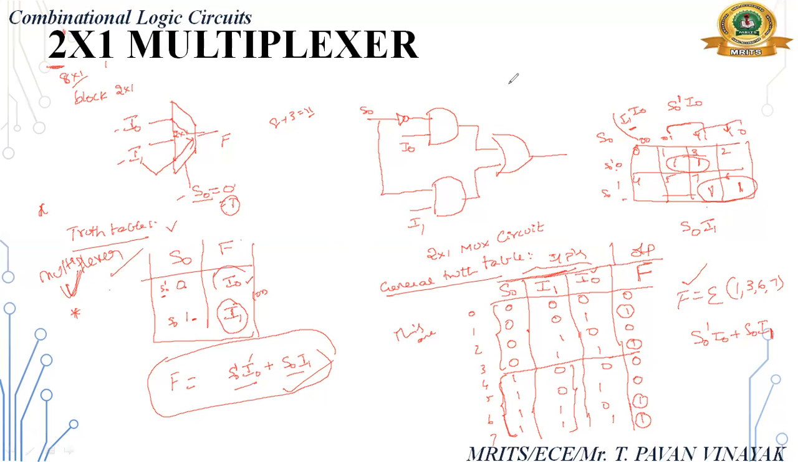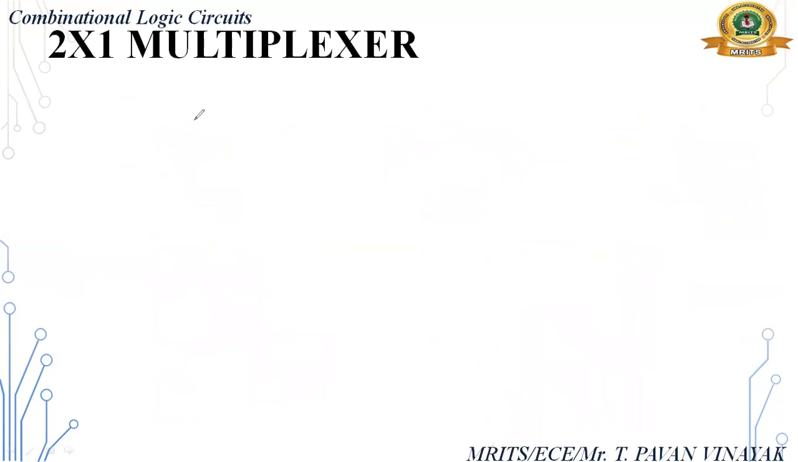Okay, next, the same 2 by 1 multiplexer. I am explaining using enable. 2 by 1 multiplexer using enable.